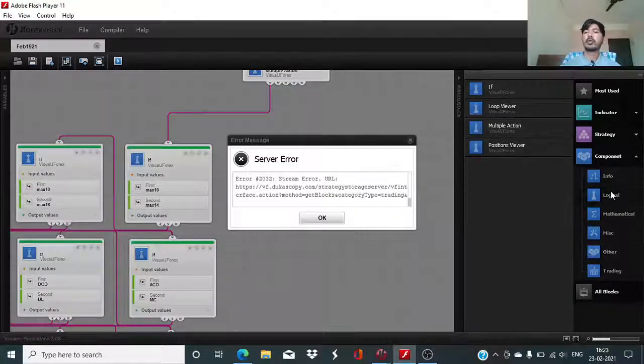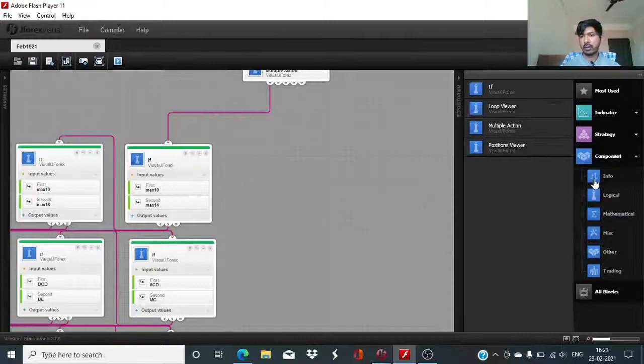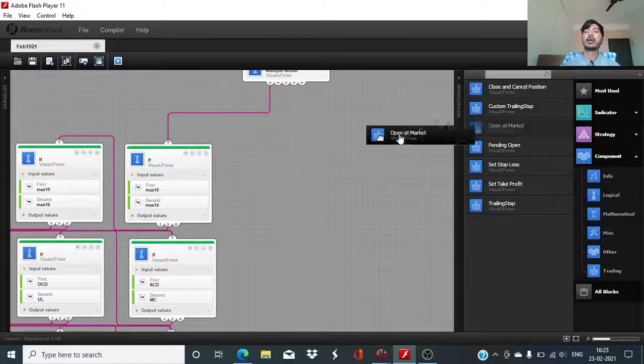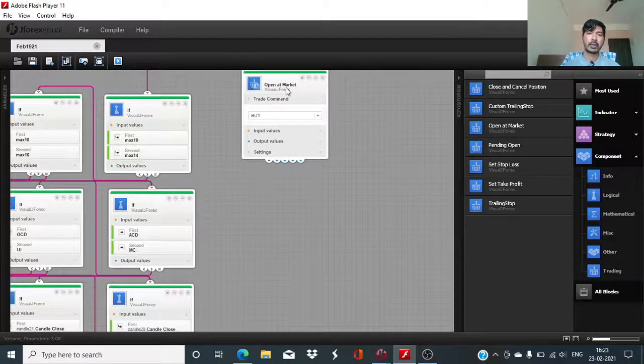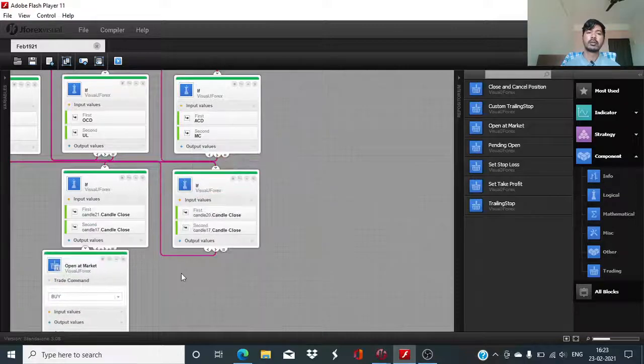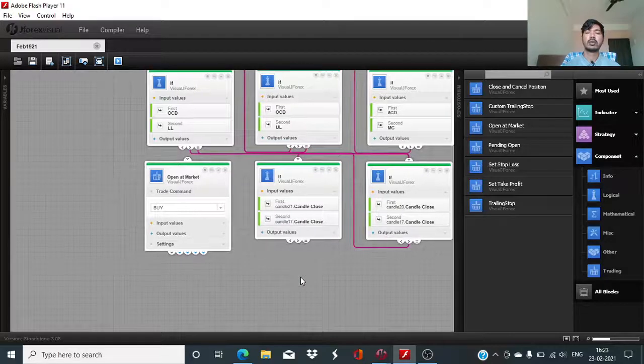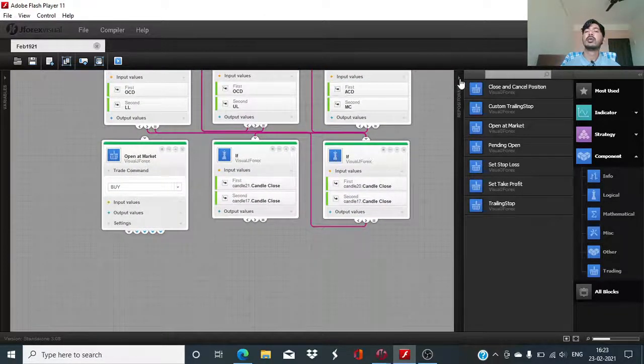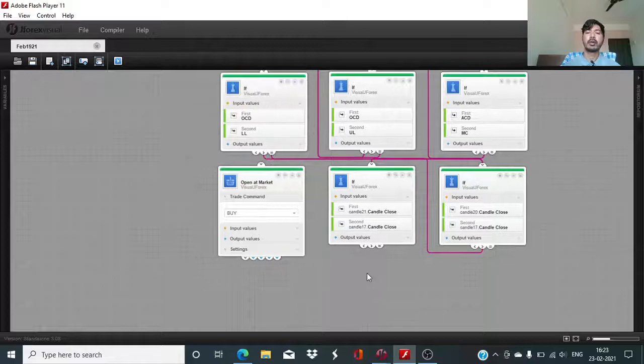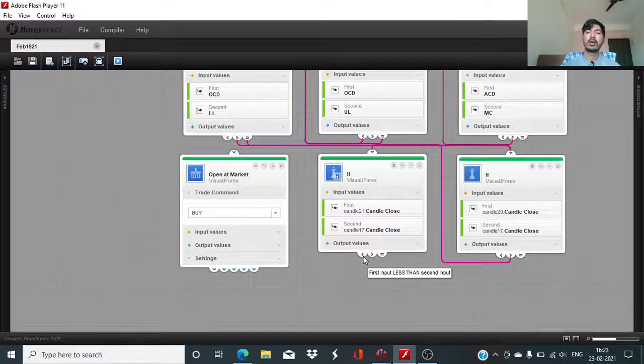It's taking a bit too much time. I think there is some error on the platform. Let me see if I can access. Okay, I got it. Candle 21 close needs to be lower than candle 17's closing value.